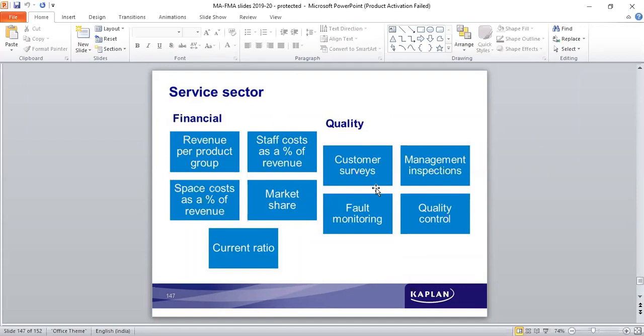Have a fault monitoring system present there. So if any fault takes place, how do they take care of that and see that it doesn't repeat again in future? Quality control, putting in efforts to ensure that no defective work is carried on. Quality control. So that should be taken into consideration.